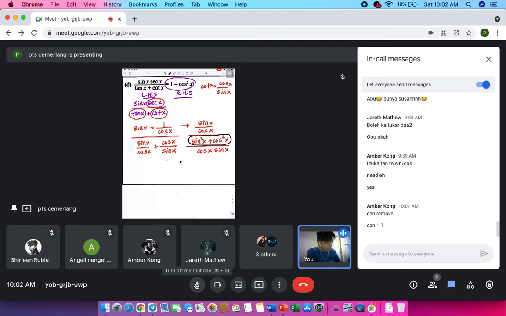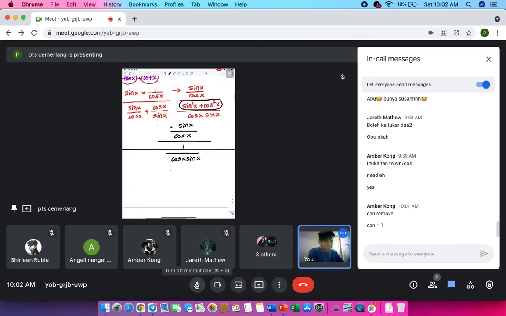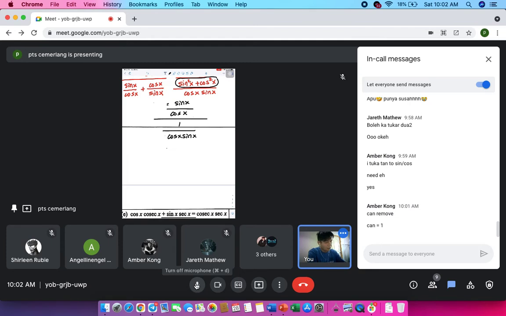So over here you have sin x over cos x divided by 1 over cos x sin x. Okay? So, if you see divide, what happens? Sin x over cos x multiplied by cos x sin x. Okay, cos and cos can be removed, right? So what is left? Sin square x. So sin square x is 1 minus cos square x. So this one is proven, or shown.